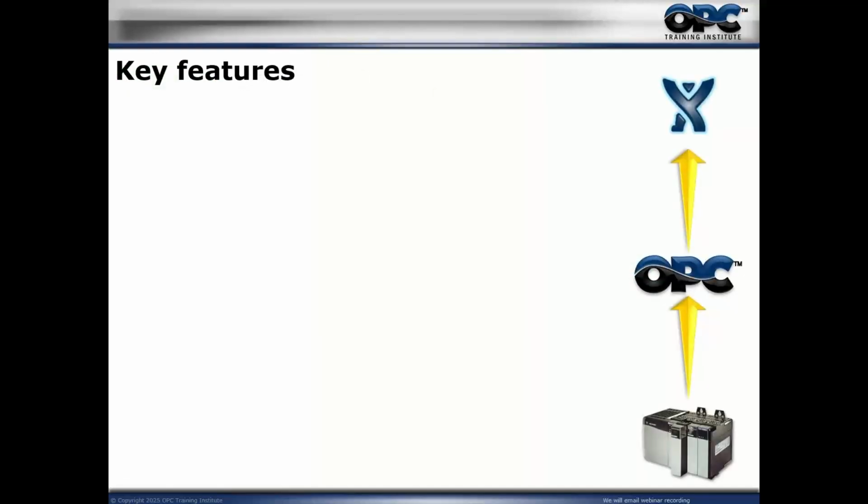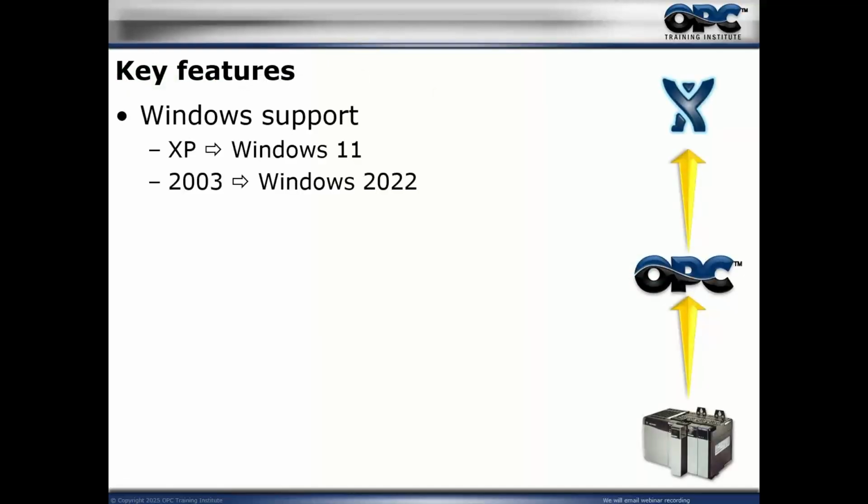Now, the key features that you'll notice are these. Number one, as far as Windows support goes, it goes all the way from Windows XP to Windows 11, or if you're using Windows Server, from 2003 all the way to Windows 2022, and in fact 2025 as well. So it goes from the earliest to the latest operating system. Whatever Windows operating system you're using, it's supported.